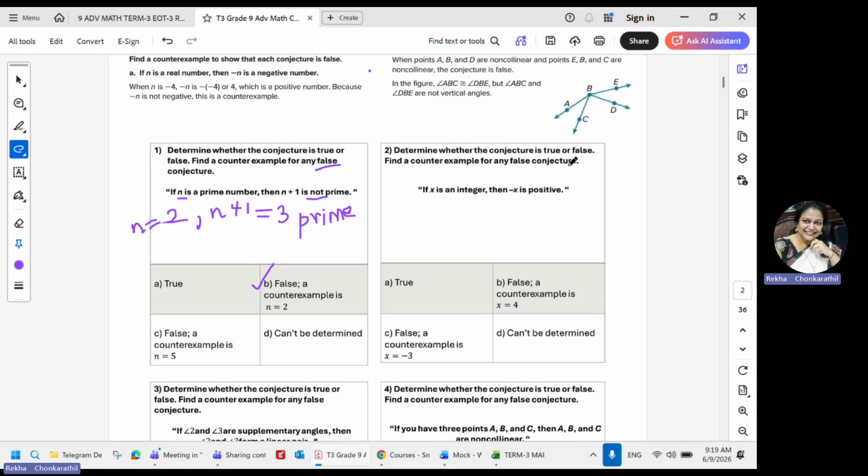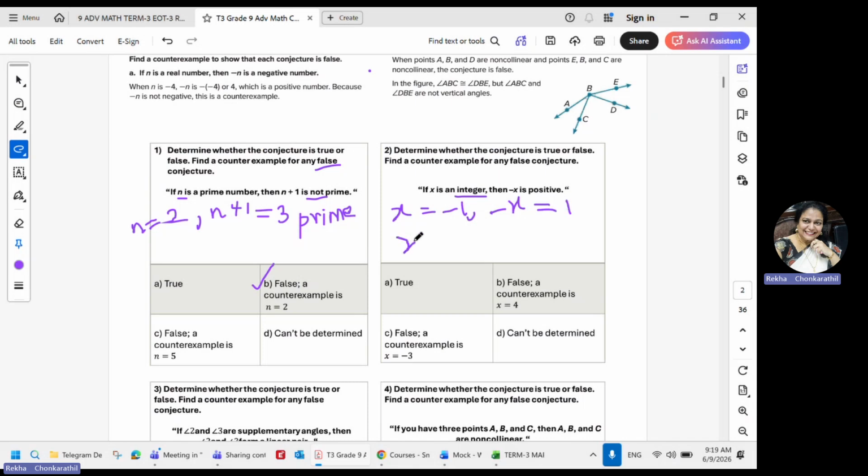Determine whether the conjecture is true and if it's false, give a counterexample. If x is an integer, then minus x is positive. What do you mean by integer? Integers are all numbers, positive, negative, 0, but no decimals, no fractions. So if x is a negative number, for example, if x is minus 1, then minus x will be minus of minus 1, which is positive, which is true.